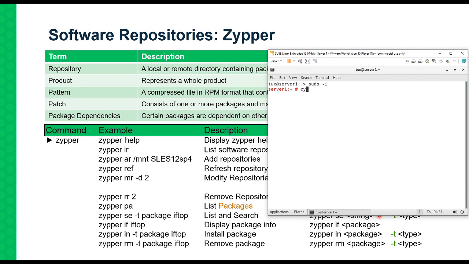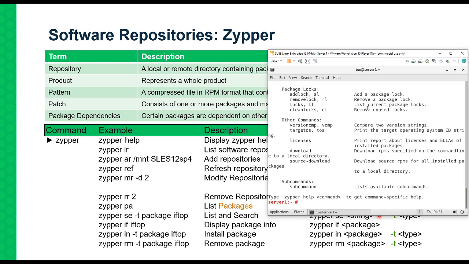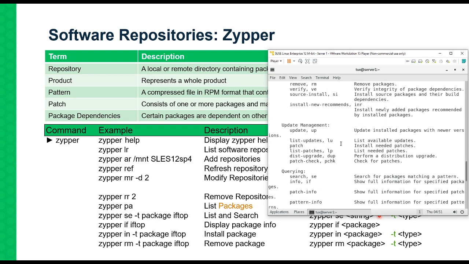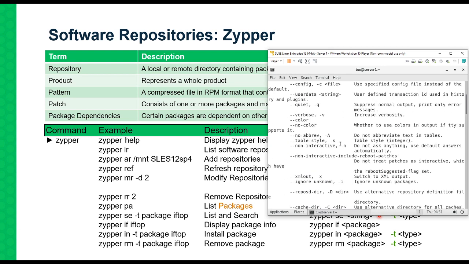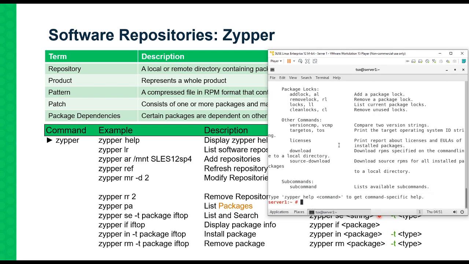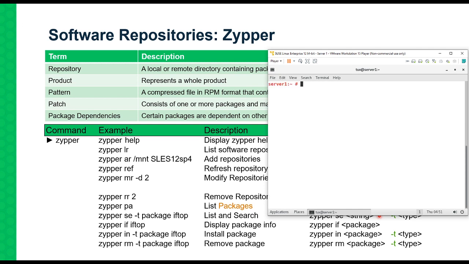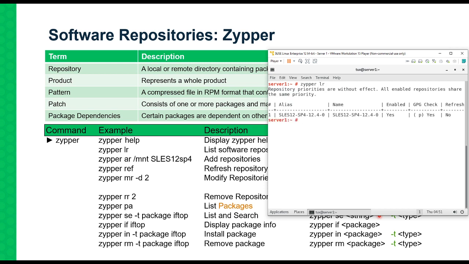The first one will be zypper help. And here it will give you a whole list of possible instructions or commands you can interact with zypper. You can go through this on your own time. So let's clear. And we're going to do a zypper LR to see what our current state is like. So we go zypper, list repositories, enter. And everybody should already have one listed repository on it.